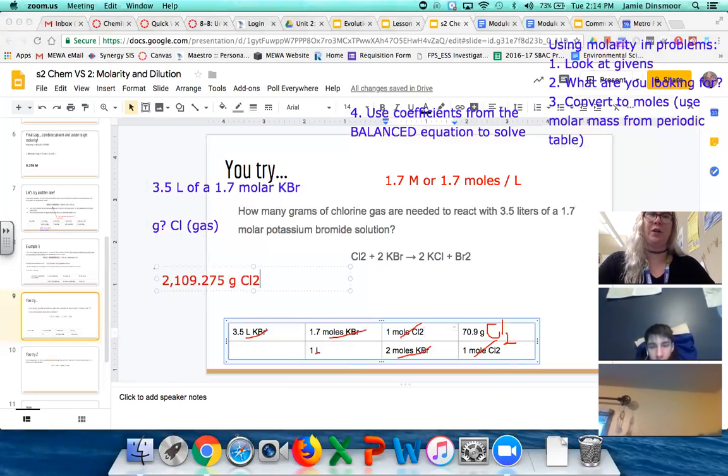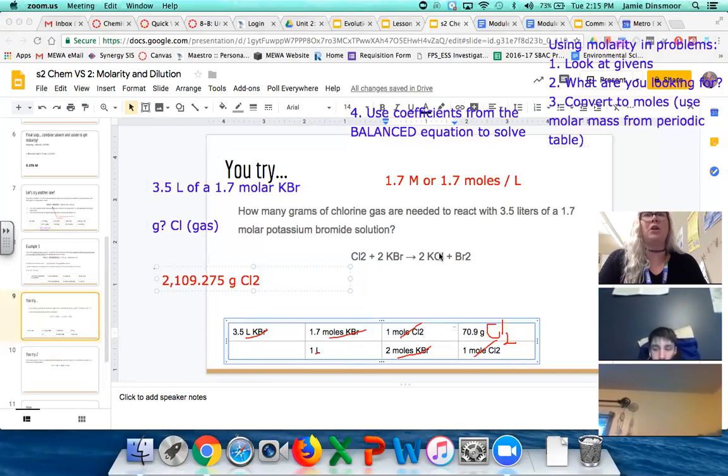gas, or Cl2. Now that seems like a lot, but if you really think about it, if we're given 3.5 liters, think about a liter. A liter is quite big. So you're given a ton of potassium bromide solution here. It would make sense that you would produce or need that much chlorine gas for this to happen. So it does kind of make sense, right? Because usually you would not be working with 3.5 liters of solution unless you were trying to produce like a lot of product. Like maybe you were trying to produce potassium chloride for something, right?